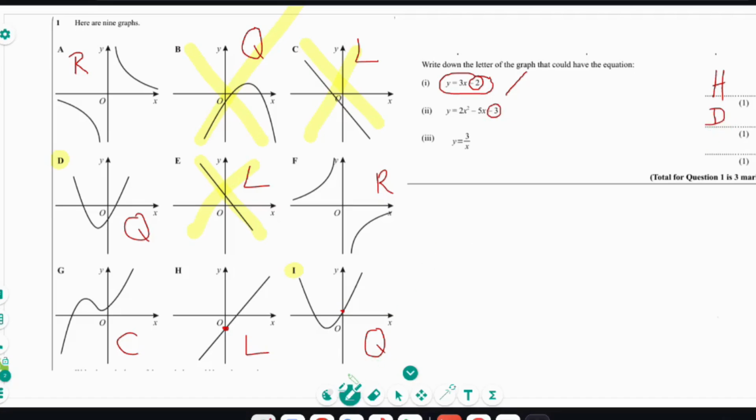And then part 3 is your reciprocal graph. This is a positive reciprocal graph. So it has to be A, F is a negative.